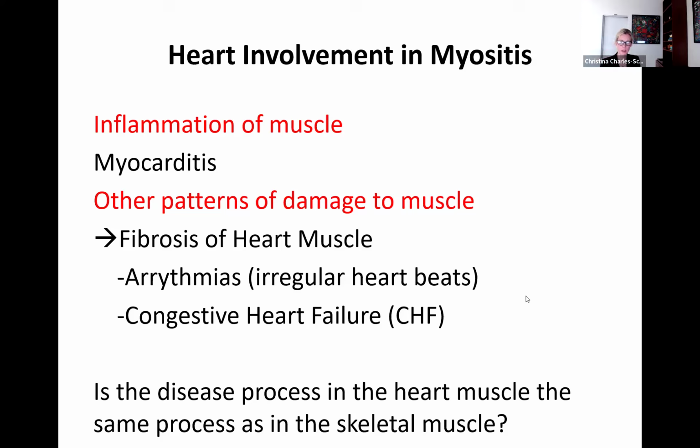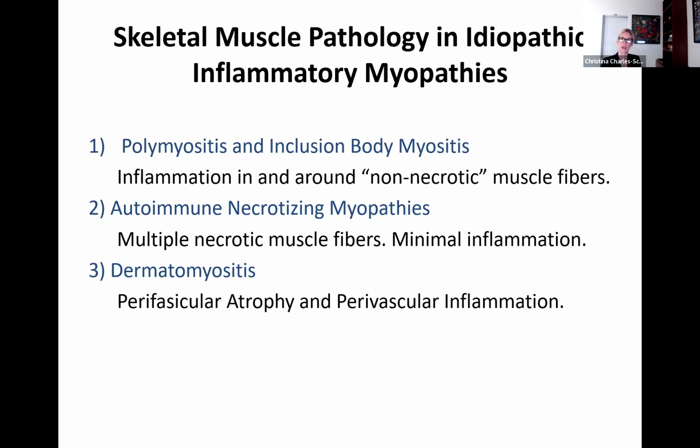Okay, so the question we asked many years ago, and again, this is a conceptual overview because I think we need more data in IBM, is whether the disease process in the heart muscle is the same as in the skeletal muscle, in the legs, in other areas. So we have to first take a minute and look at skeletal muscle pathology in myositis, or the idiopathic inflammatory myopathies.